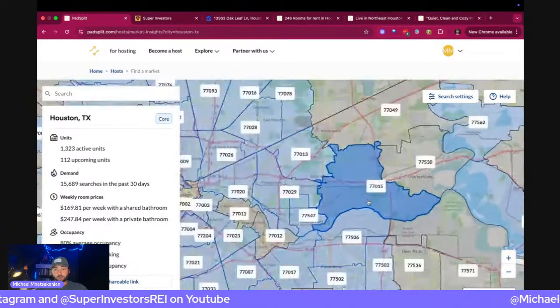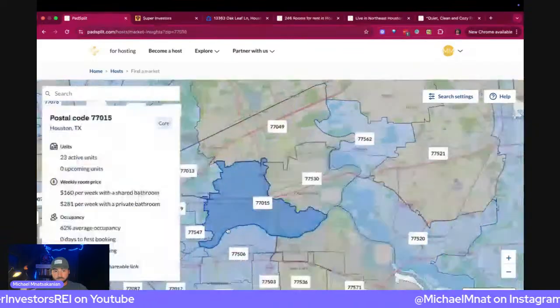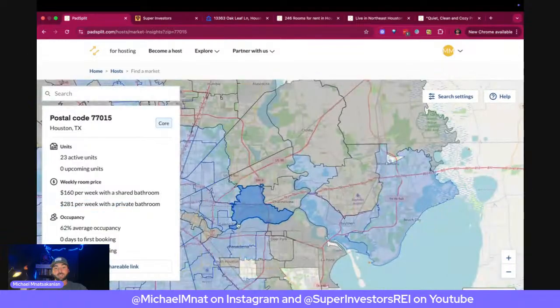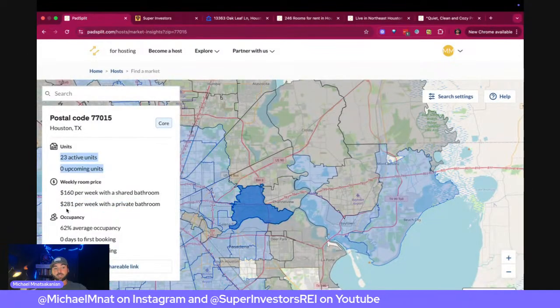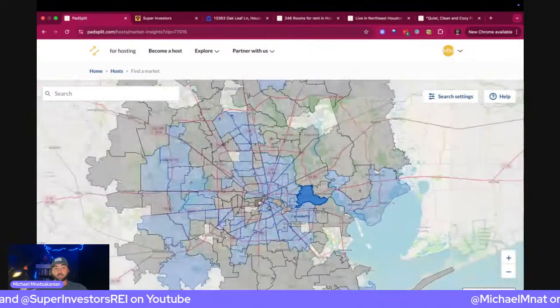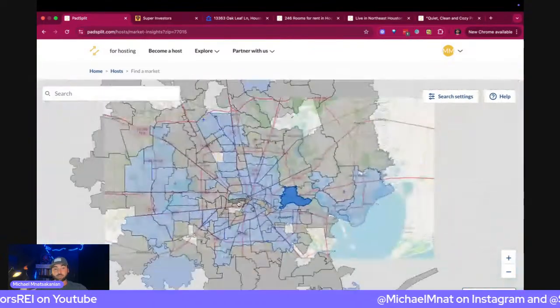All right. And then we're going to go to our zip code 77015. So it's 160 per shared, 281 per private. See, that's the problem when it's a smaller sample size. There could be one that's renting for that amount, but it does not mean that that's going to be the case moving forward. So you can see even Houston is lower than that on average.